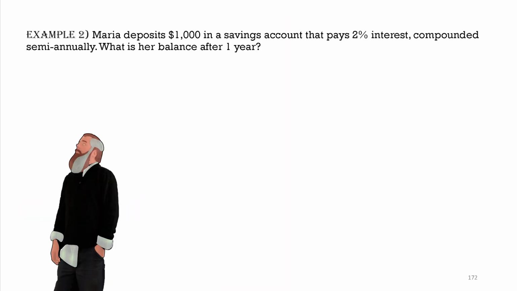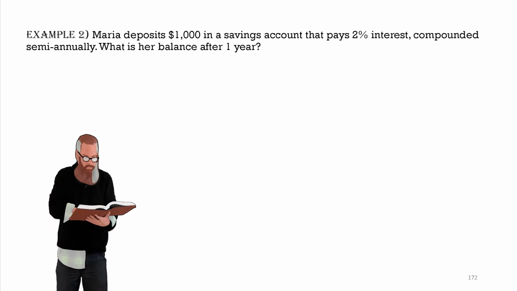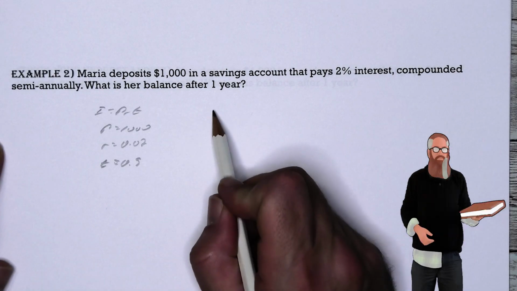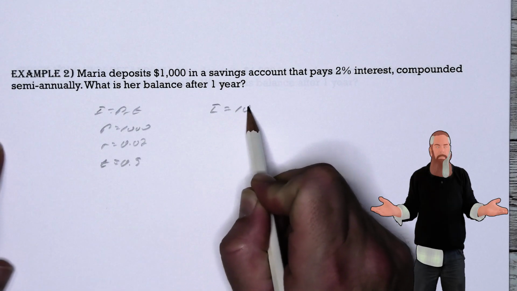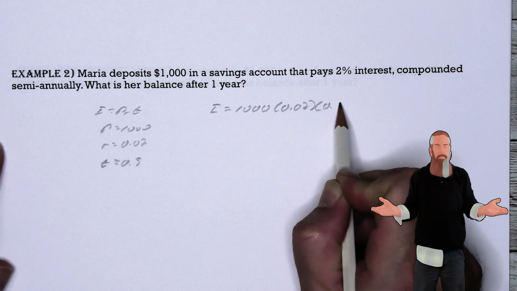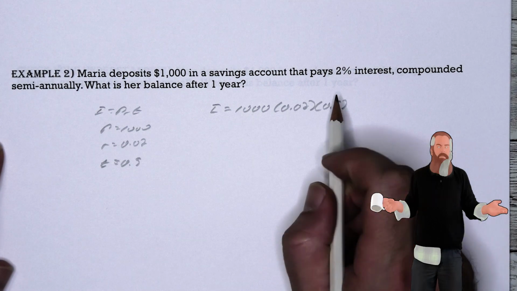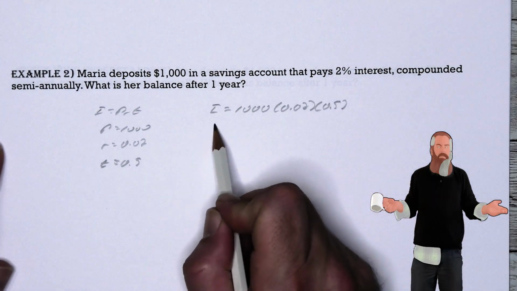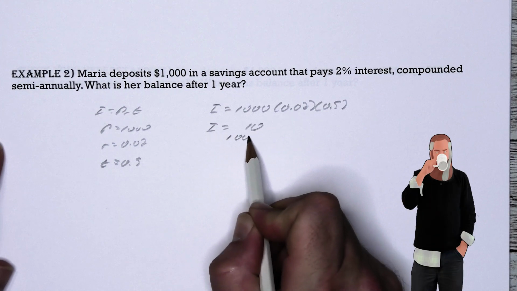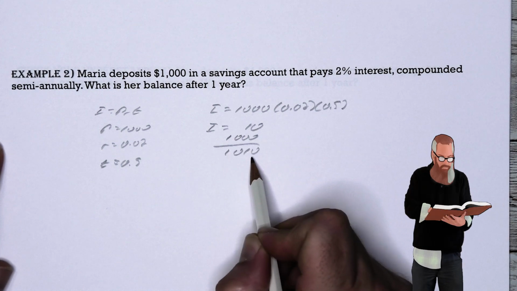Now, let's explain the concept of getting interest on interest. Maria deposits $1,000 in a savings account that pays 2% interest compounded semi-annually. What is her balance after 1 year? So the first thing we're going to have to do is compute the first 6 months. And we can do 1,000 times 0.02 times 0.5. The time of half a year is 0.5 years. Remember, time gets measured in years. This means the interest earned is $10. Add to that the $1,000 that was originally in the account, and we get $1,010.